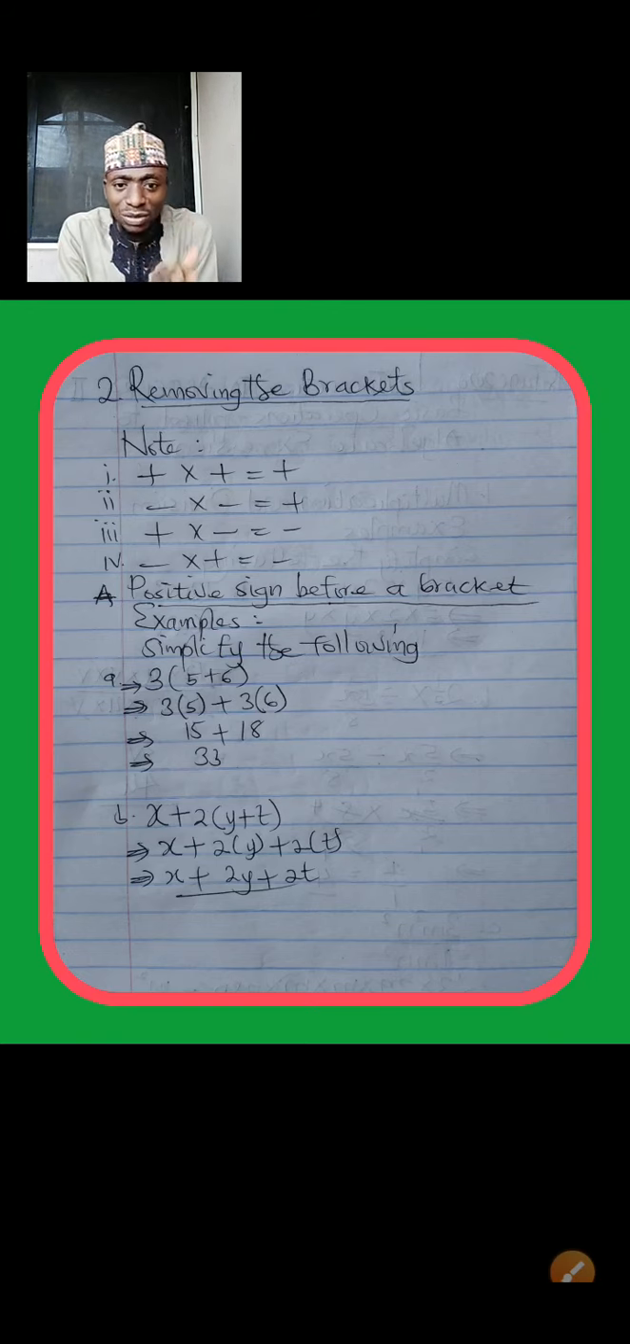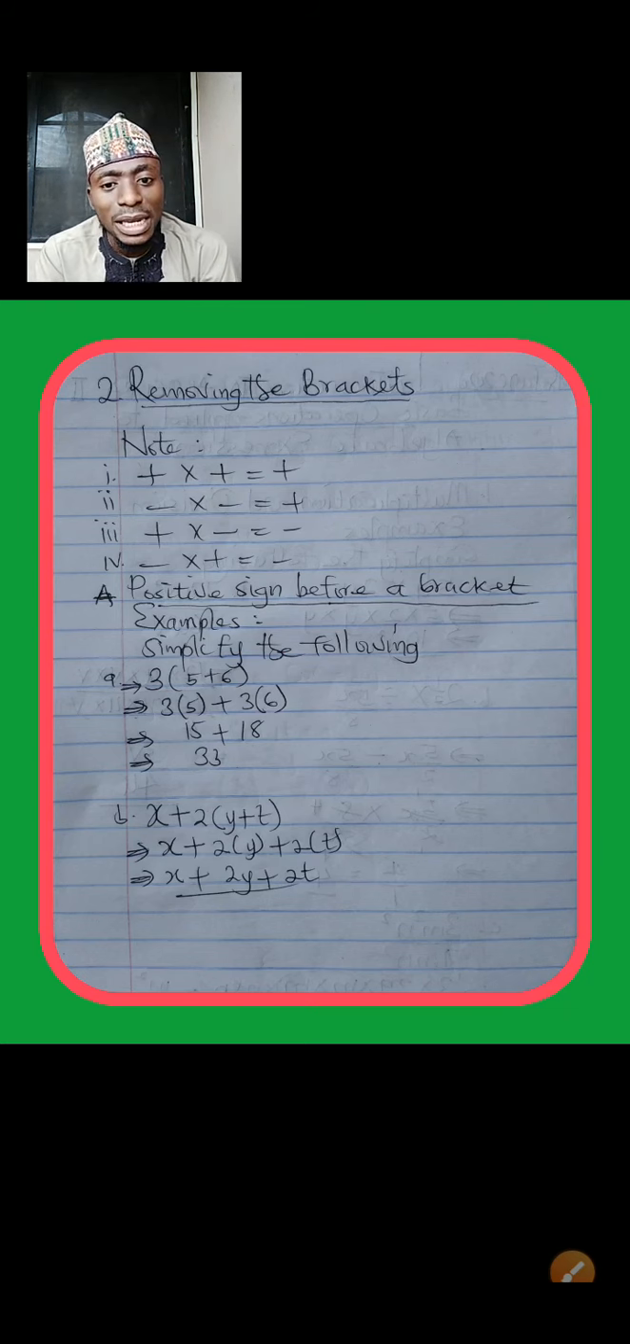3 times 5 plus. Why am I getting plus? Don't forget, you are going to be using sign too. The sign before that 3 is plus, so you use it to multiply the sign for plus 6. So plus times plus is plus. That's why I put plus between them. So it will be 3 into bracket 5 plus 3 times 6 too. You put that like that, then you do your work. 3 times 5 is 15 plus 3 times 6 is 18. Then you add it together to get 33 as your answer.